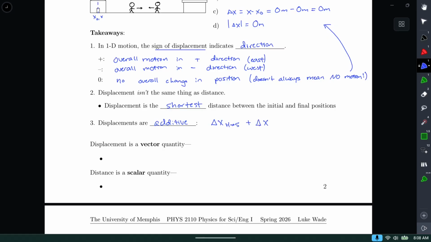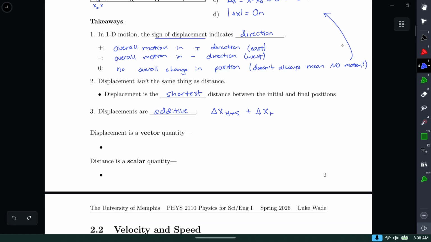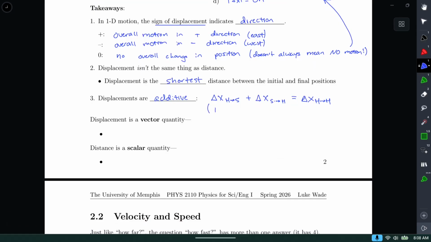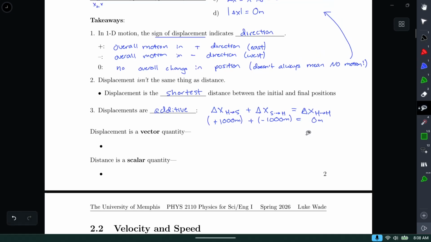In part 2, I had a displacement from the store back to my house. And that should, if, like I'm saying, displacements are additive, be the same as the displacement from my house to my house. And it is, because we found that first displacement to be a positive 1,000 meters. The second displacement was negative 1,000. And the third was 0. And that does work out.